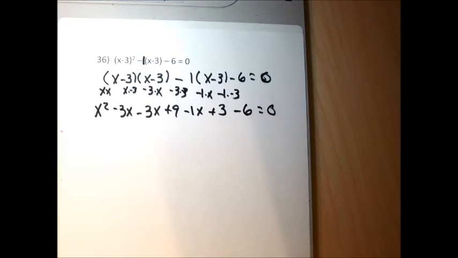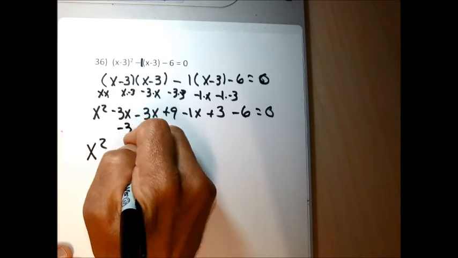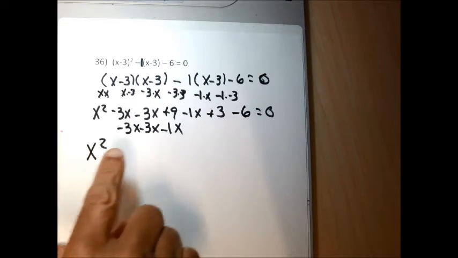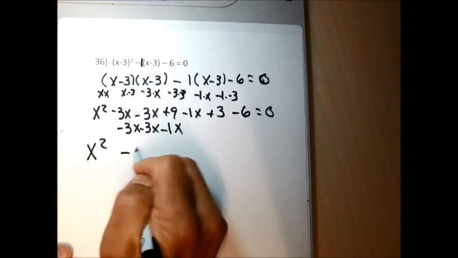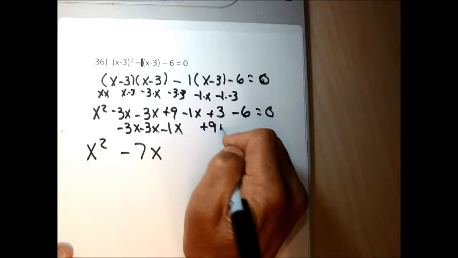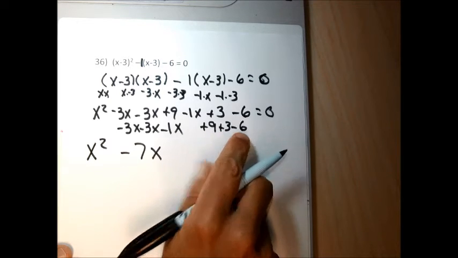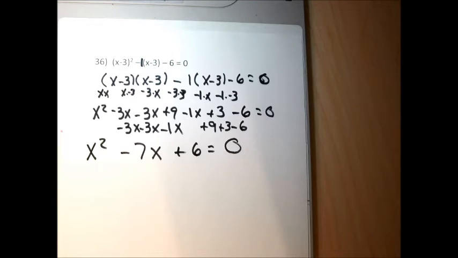So now I have the whole thing ready to combine. I'm going to leave the x squared alone, and I need to combine a minus 3x, a minus 3x, and a minus 1x. Each of these numbers have the negative signs. Add up the 3 numbers and keep them negative and get a minus 7x. And I also have a plus 9, a plus 3, and a minus 6. That comes out to 12 minus 6, which is a plus 6. So now I have it a square that's set equal to 0.